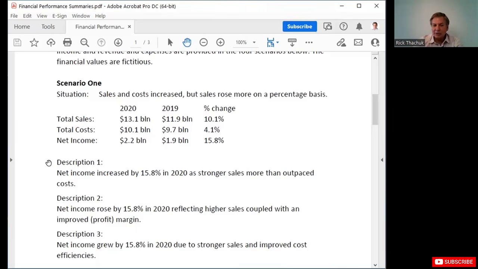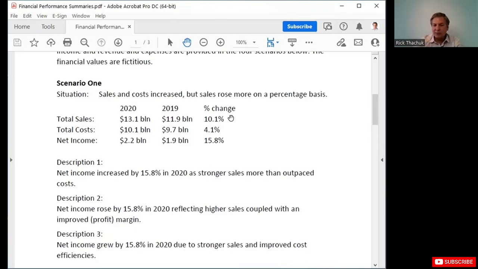So one way to describe this would be to say net income increased by 15.8% in 2020 as stronger sales more than outpaced costs. Here we mention the increase in net income and relate that to performance of sales and costs. And this expression, more than outpaced, means went farther or went faster than. So stronger sales, which we saw in our expansion of vocabulary as being one way to describe sales being up. We can say stronger sales more than outpaced, meaning that sales increased by more than costs, which in fact has happened. Sales increased by 10.1% and costs only increased by 4.1%.